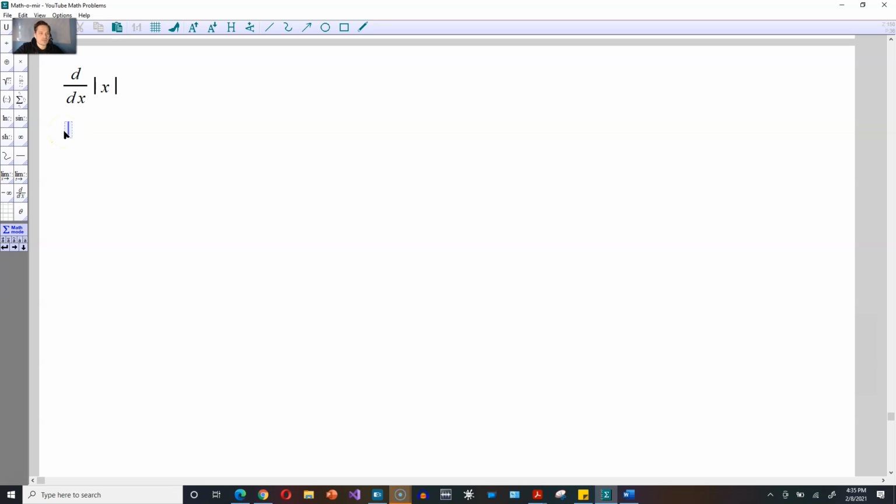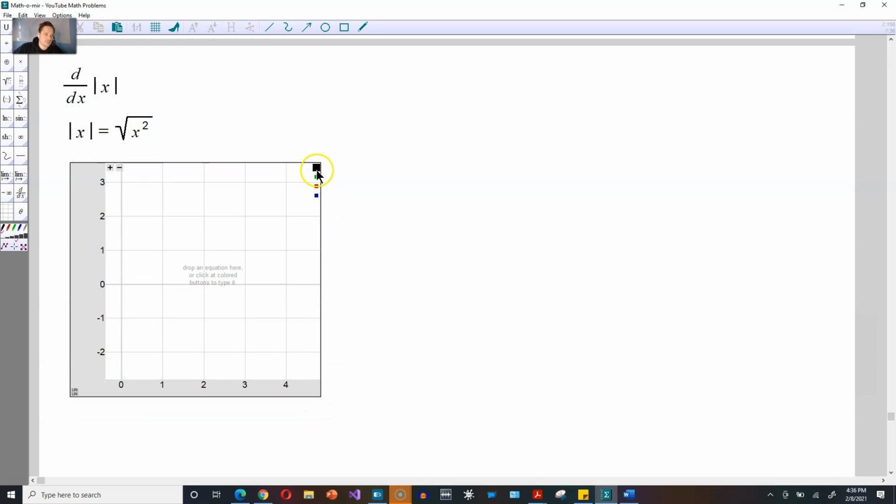Welcome, let's figure out how to differentiate the absolute value of x. This relies on understanding that the absolute value of x is equivalent to the square root of x squared. Now, in case you're not convinced why that is so, just do a graph and then you'll see it pretty easily. So here, let me show you a graph of why this is true.